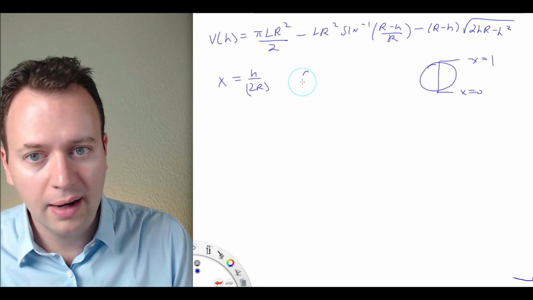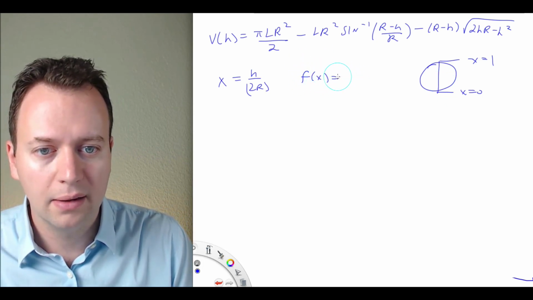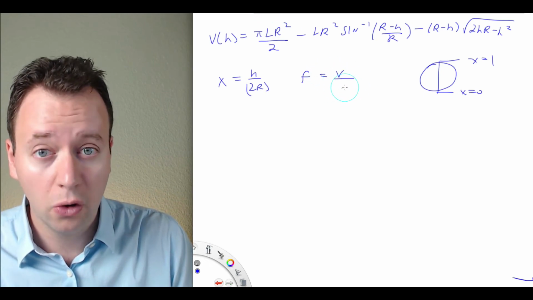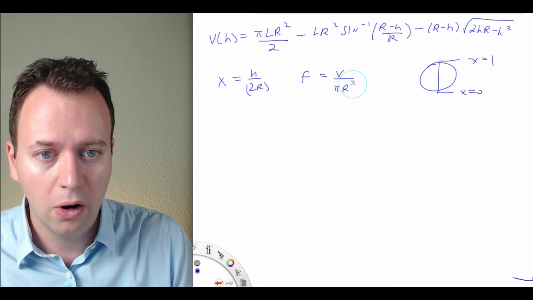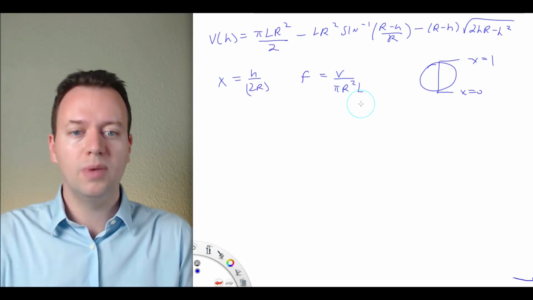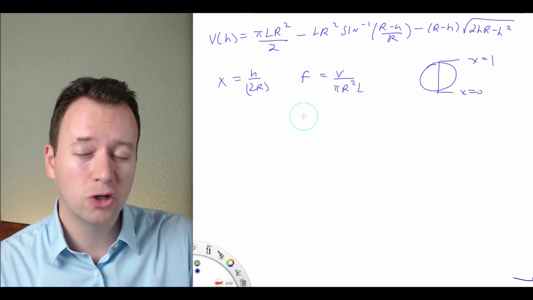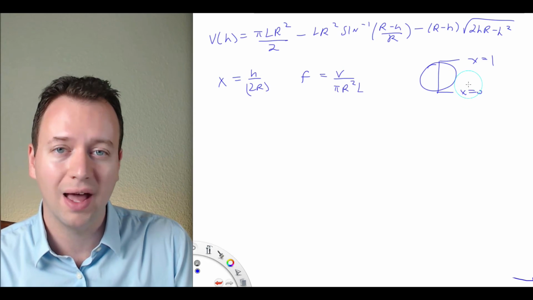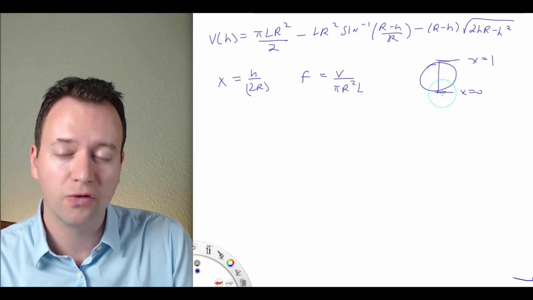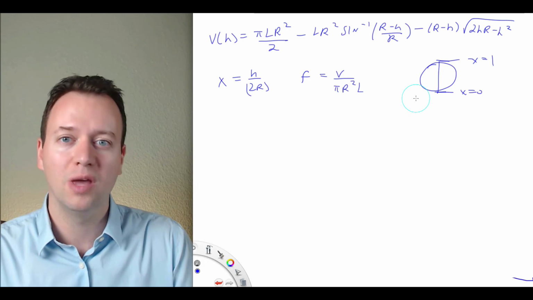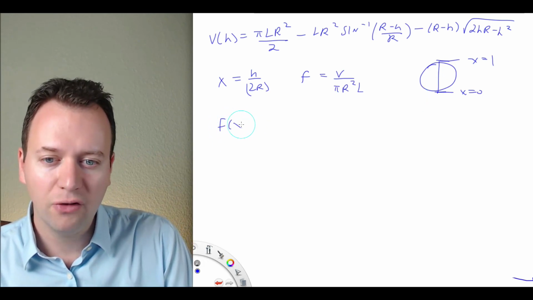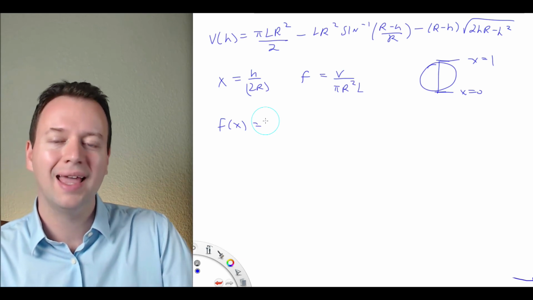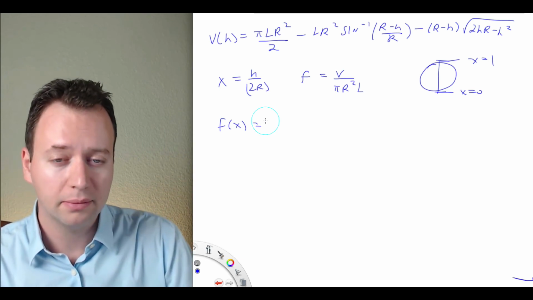And then I'm going to define f of x to be, or rather just the function f to equal V over the total volume, which is pi r squared L. So f is going to give us the fraction of the capacity of the tank as a function of the fraction of the height. So x is a measure from 0 to 1, and then f of x will be a measure from 0 to 1. So f of x tells us what fraction of volume is filled in the tank as a function of the fraction of the water level.